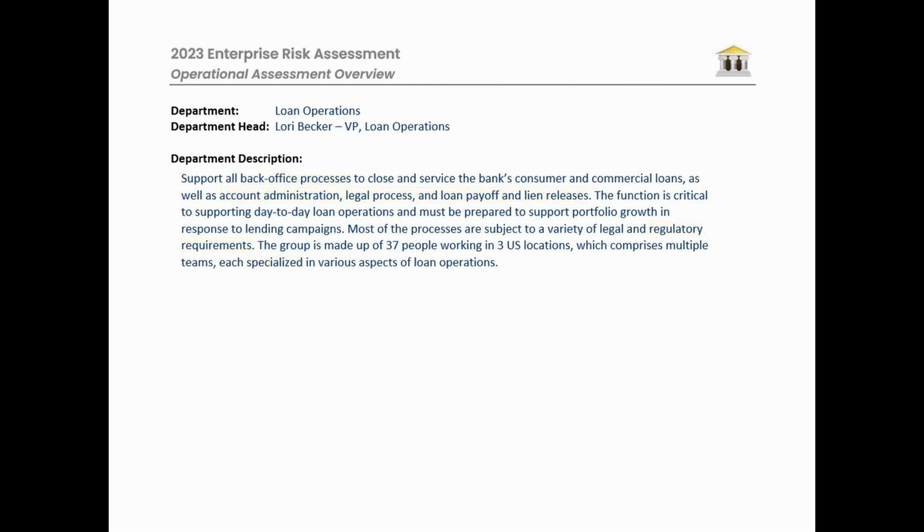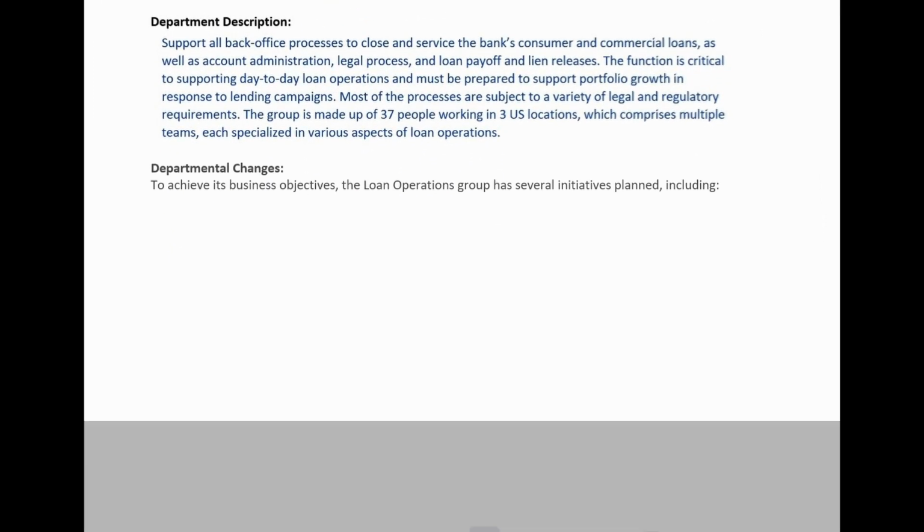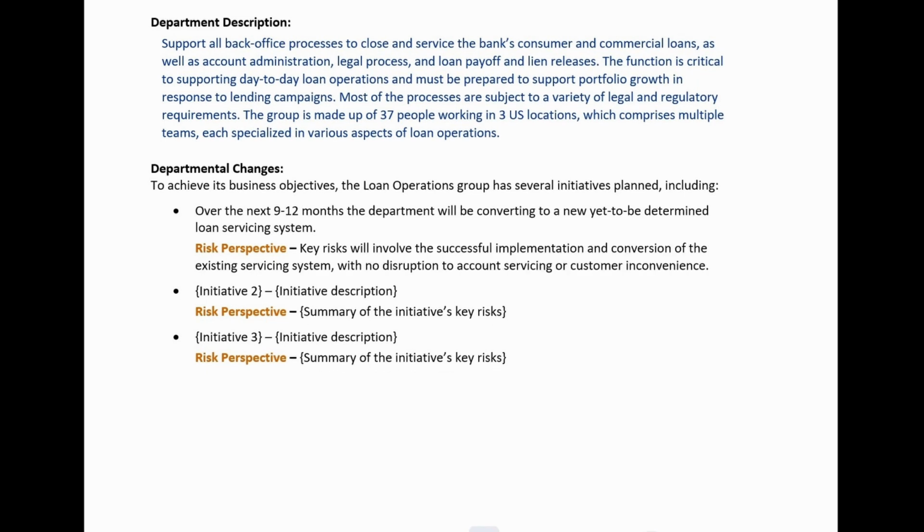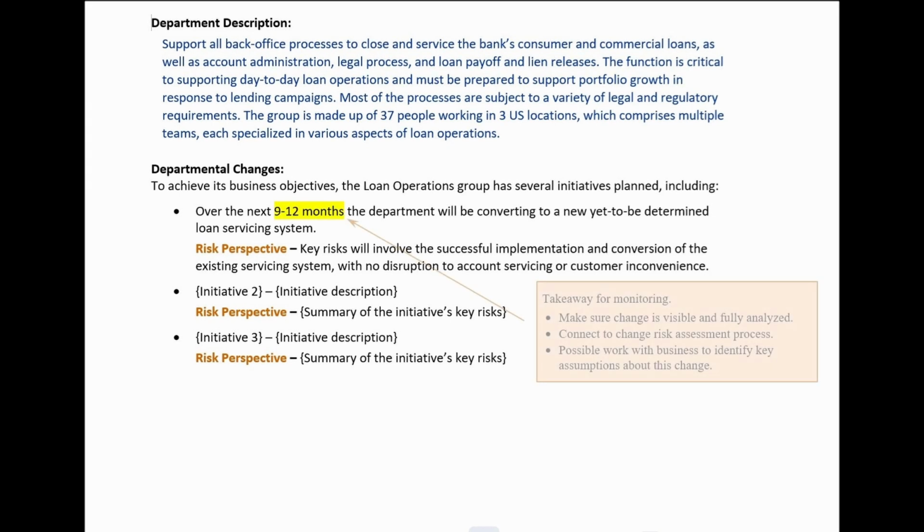So we've talked about the business area, and then we ask, what is changing? Well, over the next 12 to 18 months, the department is going to be converting to a yet-to-be-determined loan servicing system. Otherwise, no significant changes are planned. So that's fine. This gives us a good takeaway from monitoring.